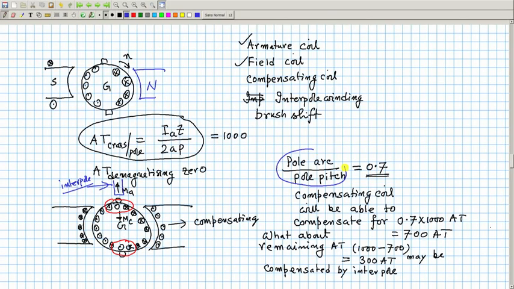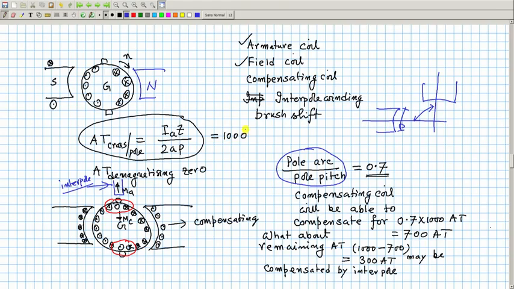it will depend upon the ratio of pole arc to pole pitch. Suppose this is a pole, this is another pole, this is the pole pitch, and the pole arc is only this much. Anyway, so 70%: the compensating coil has to compensate for all the armature current. Therefore, it must be connected in series with the armature, and how much MMF per pole it has to provide, I can then calculate as 70%.